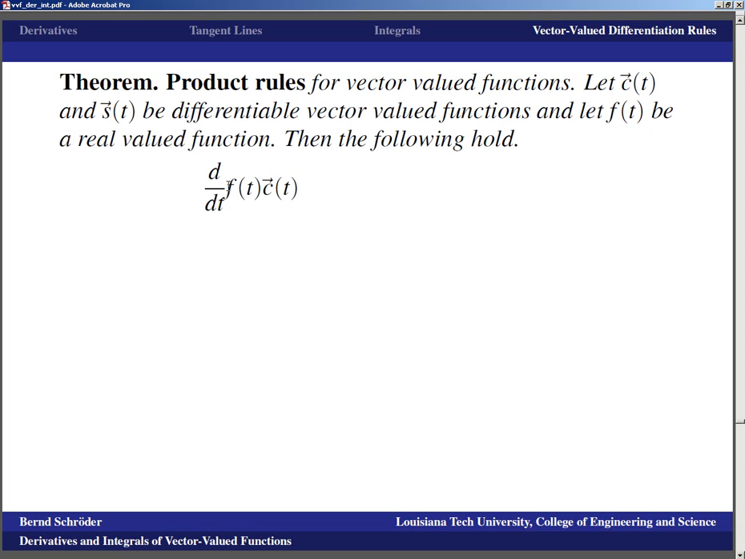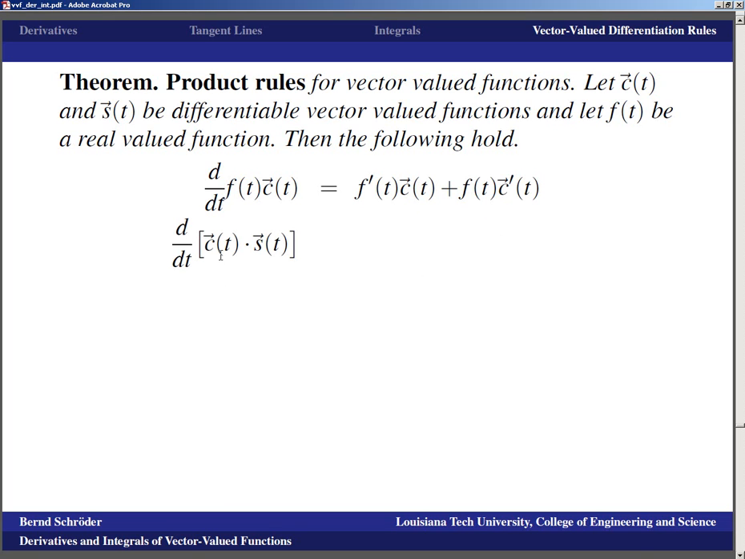The derivative of a scalar function times a vector-valued function is f'(t) c(t) plus f(t) times c'(t). So it's basically the same thing as the product rule in single variable calculus, only that we now have a real-valued function and a vector-valued function. We have to keep track of which is which.